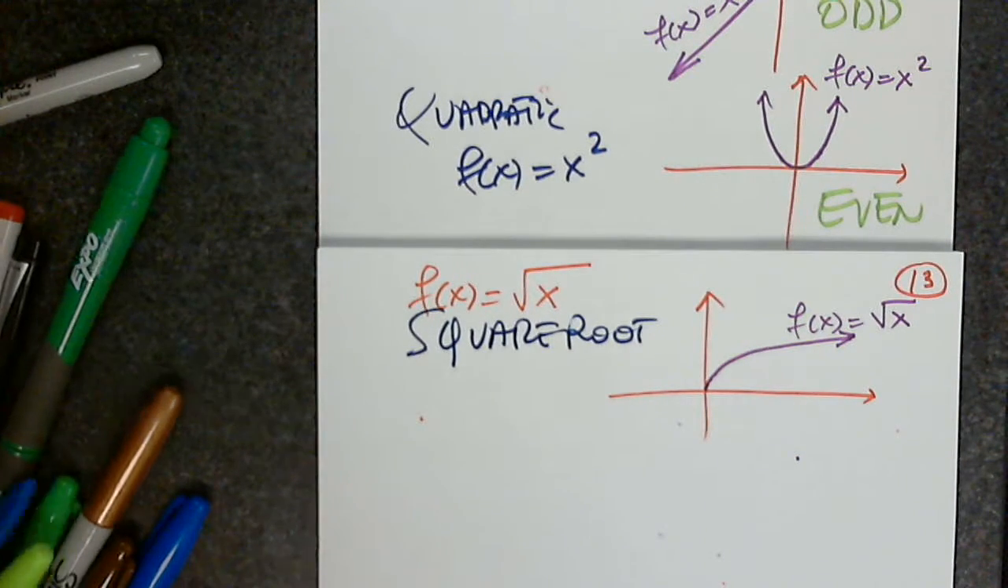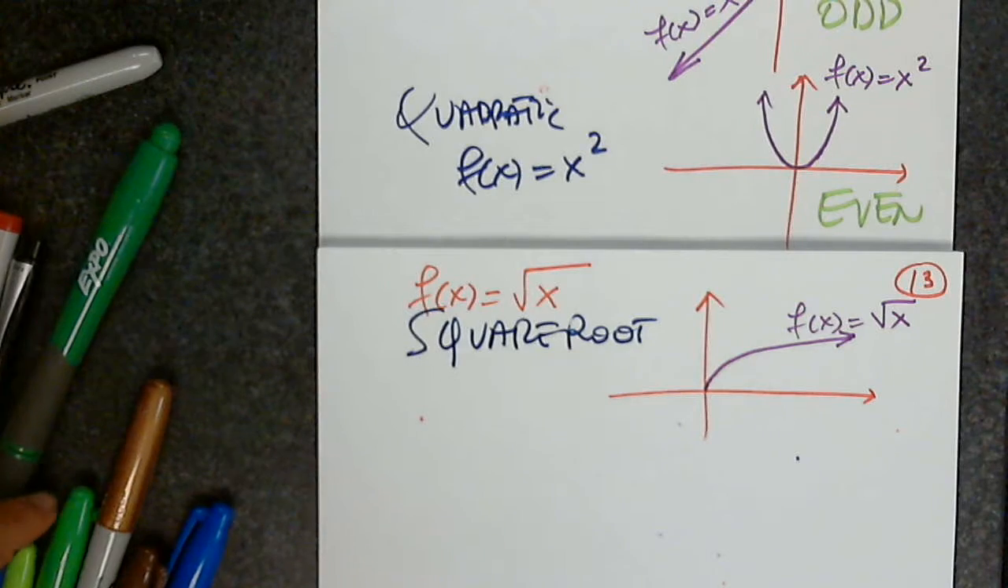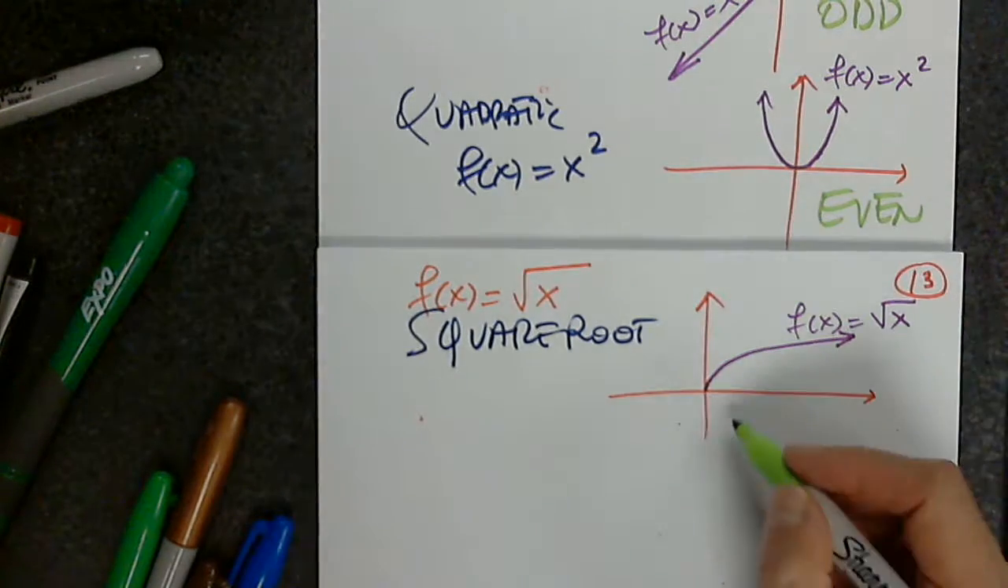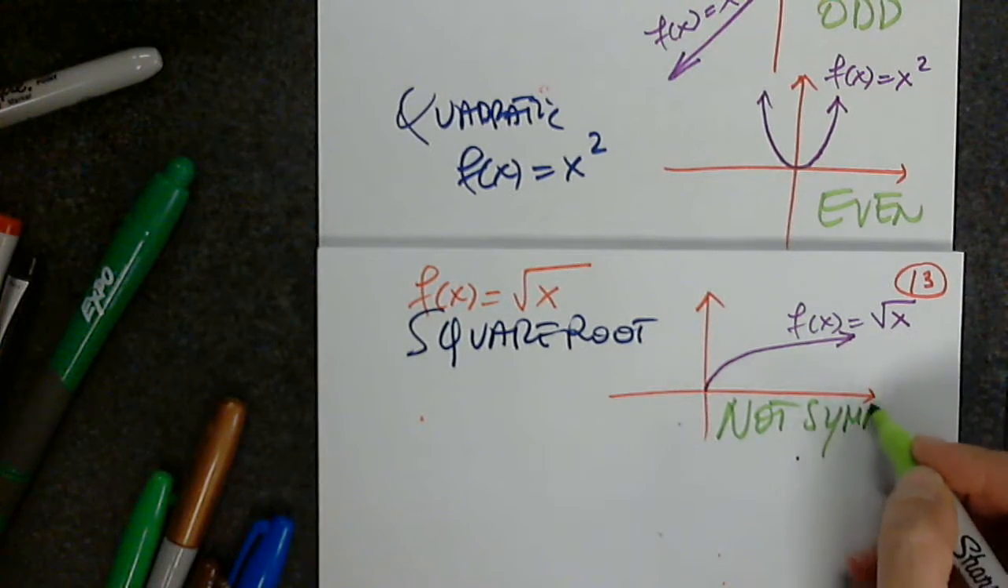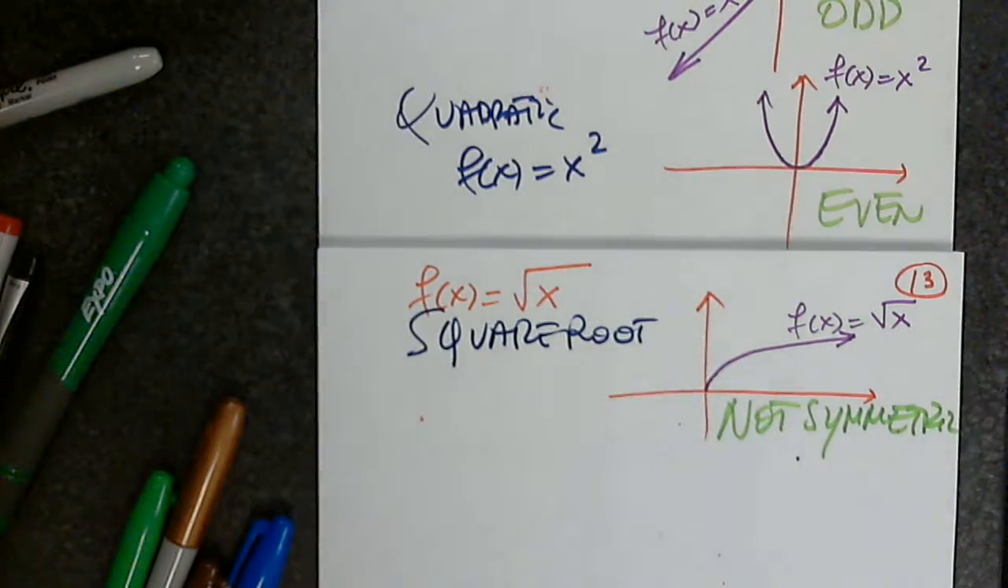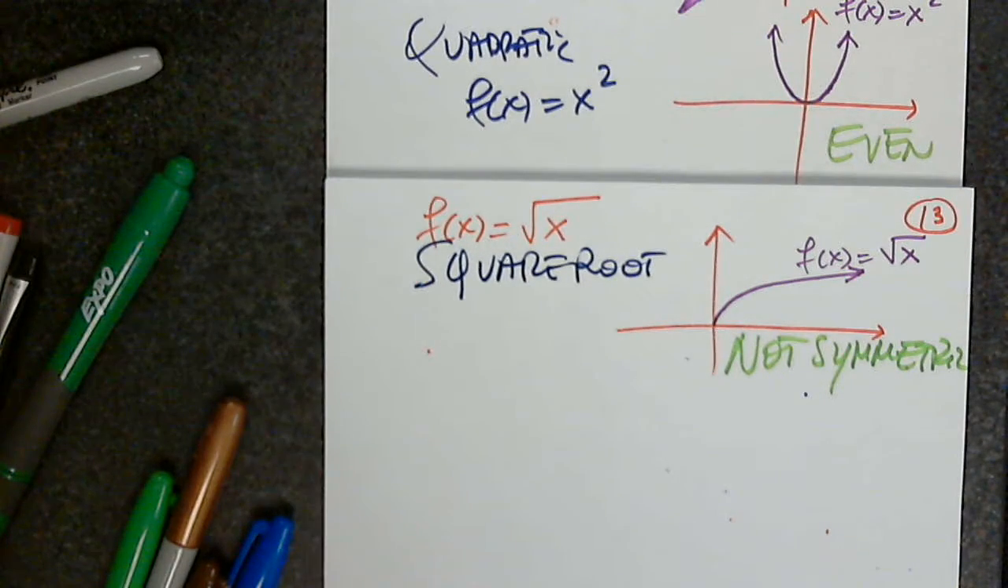So then, odd, even, or none of the above? Of course, not symmetric. Not symmetric. It's not even, it's not odd. Perfect. Okay, next one. X cubed.